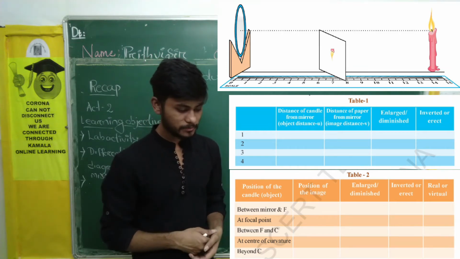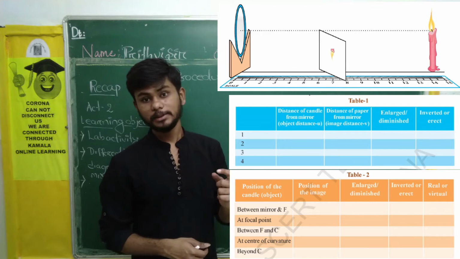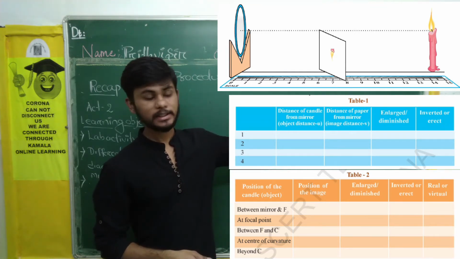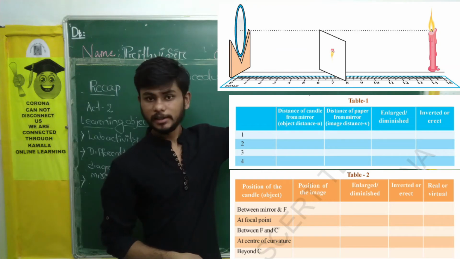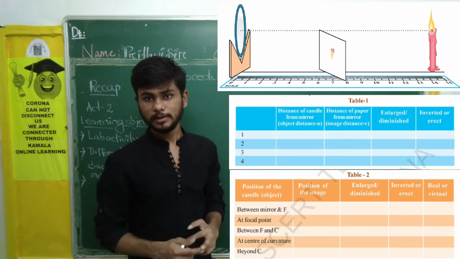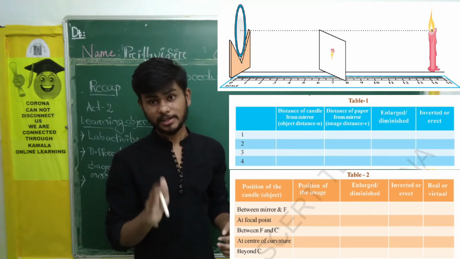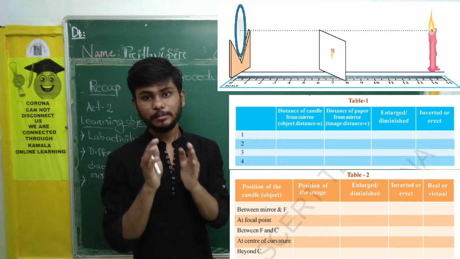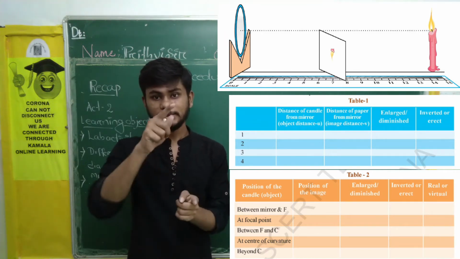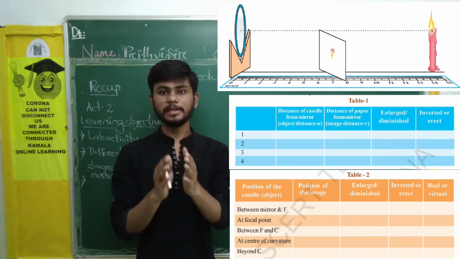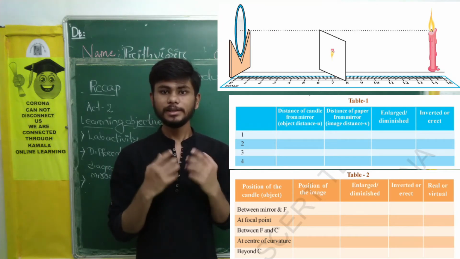And then we will write whether the image is enlarged or diminished. As you can see here it is diminished. At some point we may get an enlarged image, and we will see that. Another column is there, as you can see here, for whether the image is inverted or erect. Inverted means upside down, erect means straight, like I am straight.